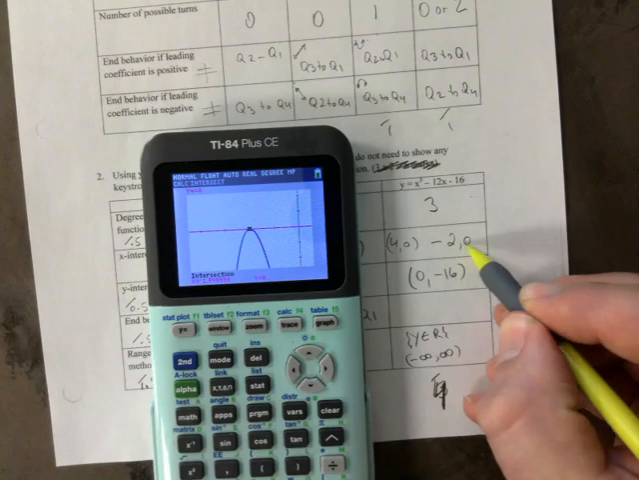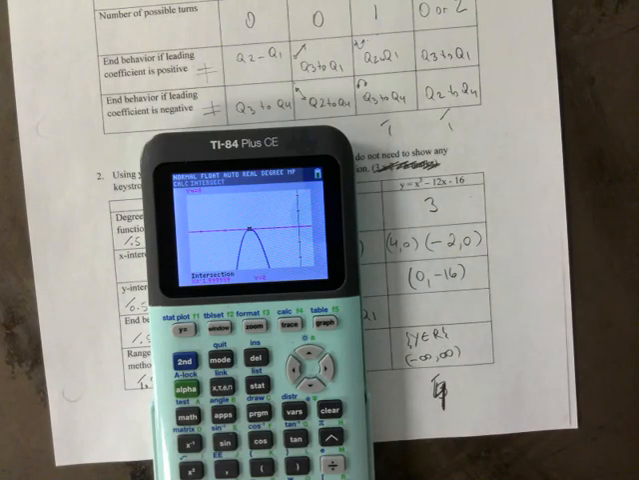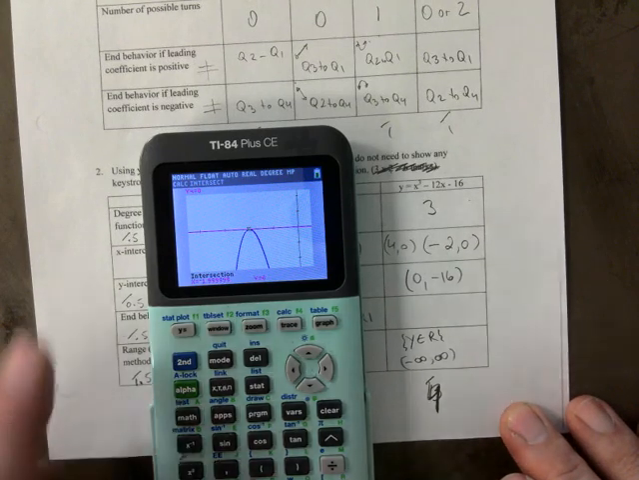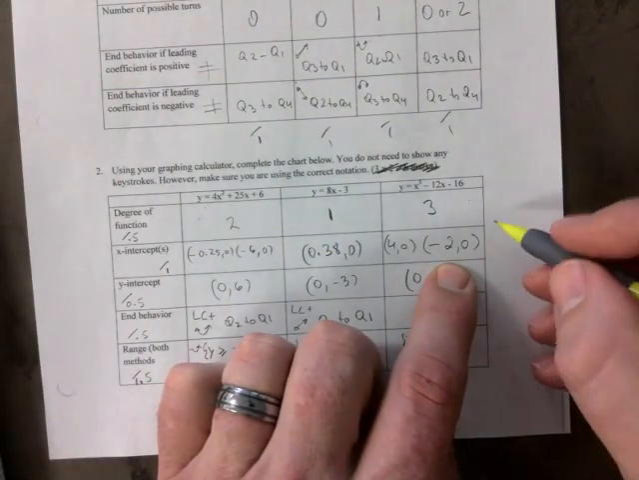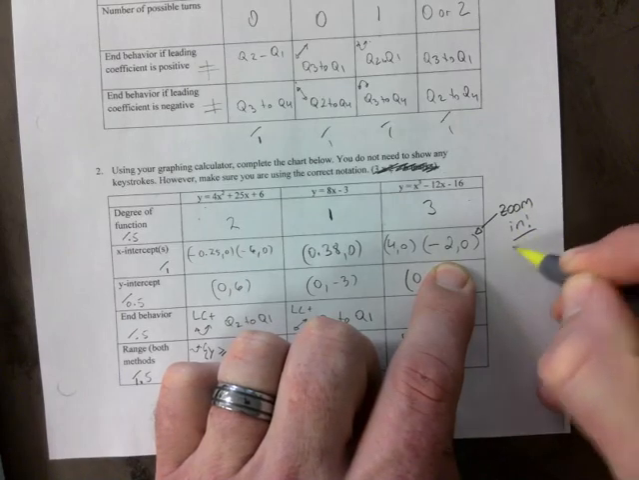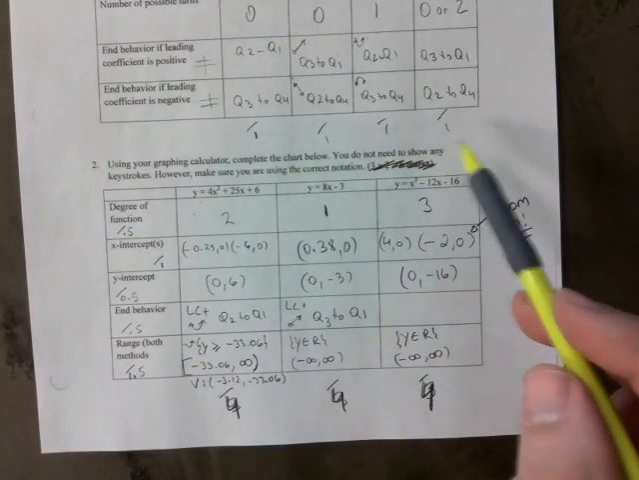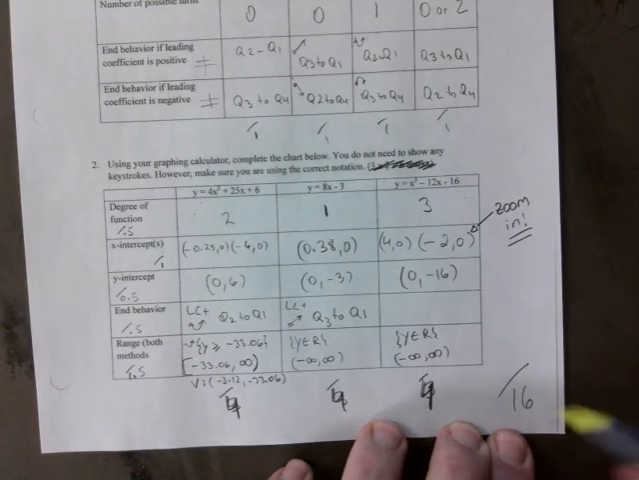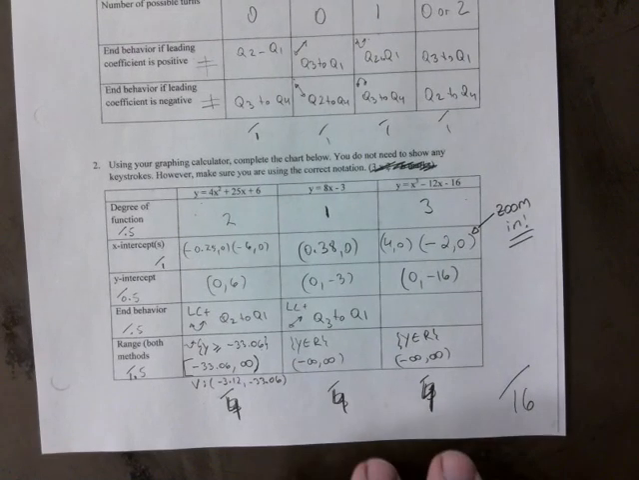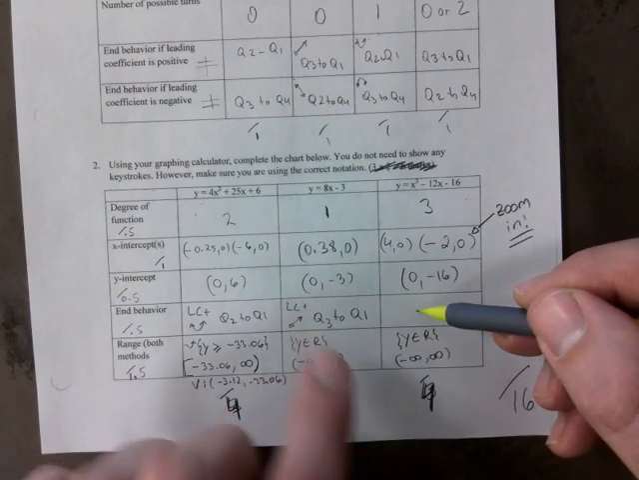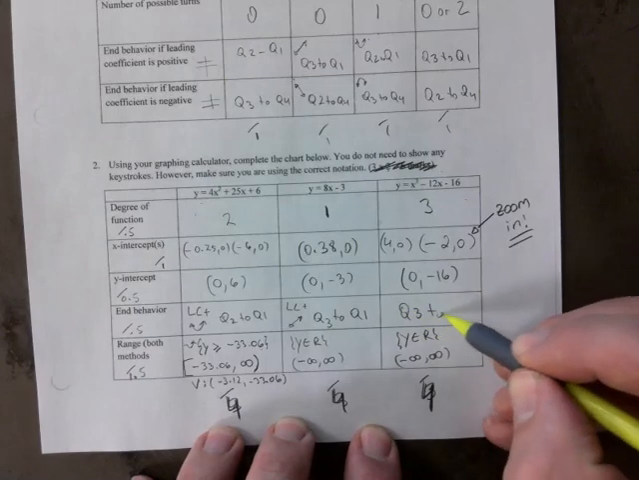Is this very common? No, but it sucks if this happened on the exam and you would miss it. It would be unfortunate, right, for that to happen. So make sure you zoom in for that one. Okay. So 4 marks there. So what are we at? So 4 times 4, basically 16 for this page right here. Oh, I forgot this one. It's the same, it's a positive leading coefficient, so Q3 to Q1.